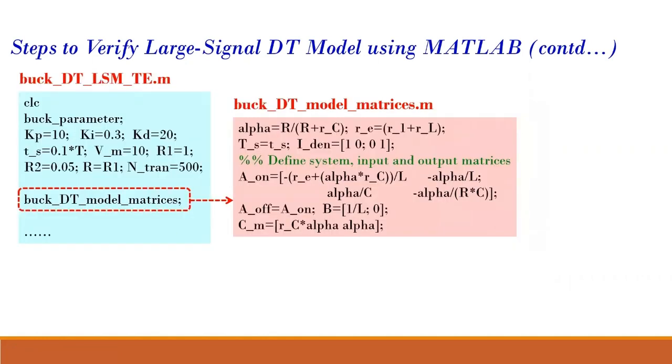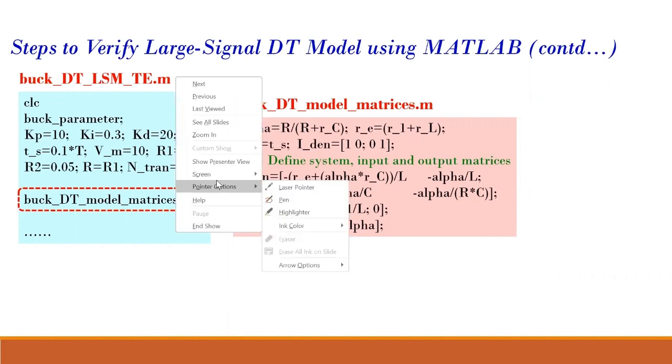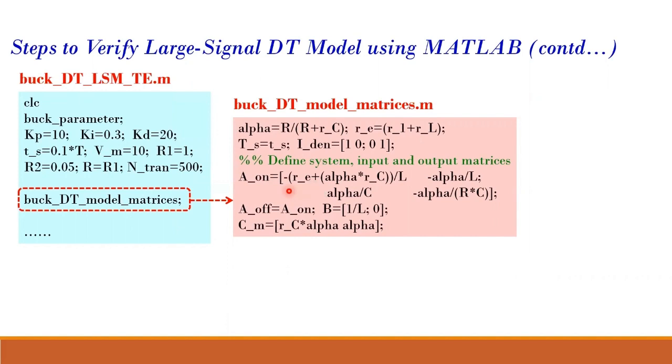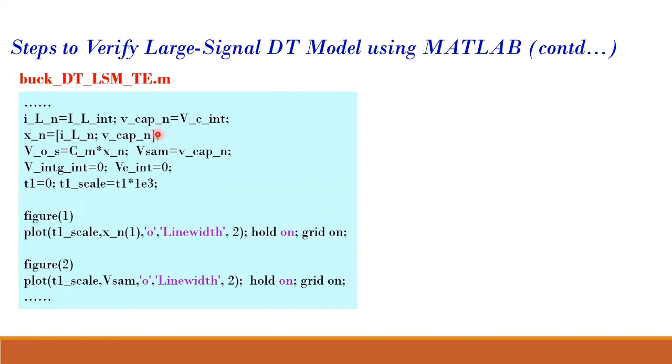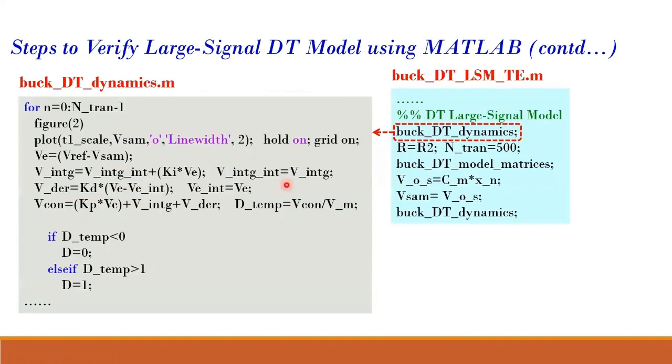Next, what I will do is run the discrete-time large signal model. That was my Simulink file. Now I'm running the discrete-time large signal model. I will use the same PID values, same resistors, same values, which I will define. I will define the on matrix, off matrix, the B matrix, and the output matrix, and then I will run it. I will store these values and I will plot it.